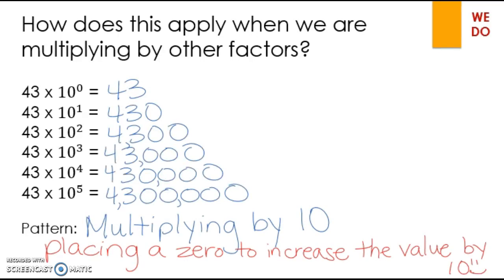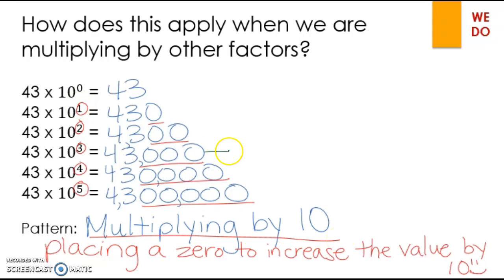43 times the 0 power of 10 is 43. 43 times the first power of 10 is 430. And you'll see the pattern here. See all those digits that contain zeros? They match the exponents. What is our pattern? We are multiplying by 10.